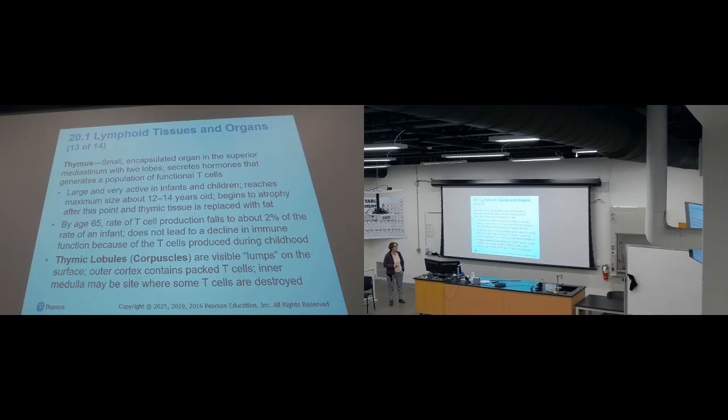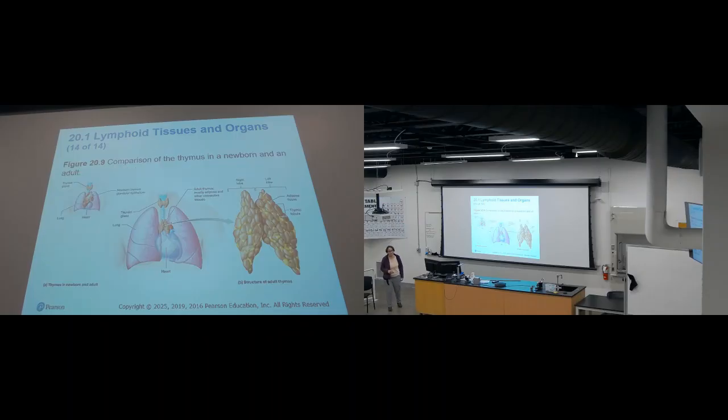And then internally, in the tissue of the thymus, we have some corpuscles that we call thymic corpuscles. They look like little lumps, and they have T lymphocytes in the medulla, and then these T lymphocytes will either respond to antigens or not.